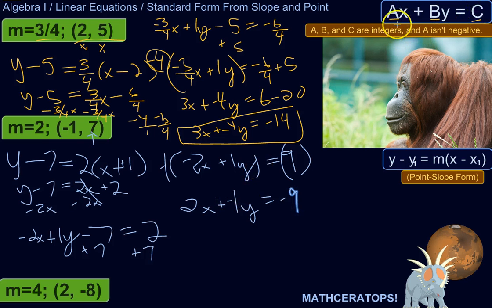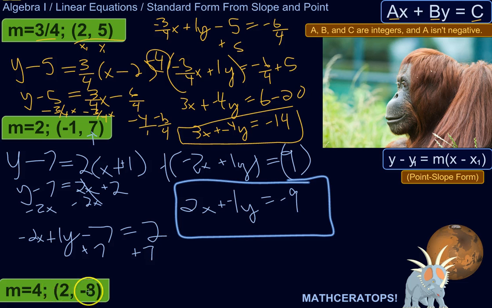So let's take a step back. Is this okay? So we've got something times x plus something times y equals something. These somethings are all integers, and a is not negative, so we are happy about that. That's standard form. All right, see if you can do this one. I would recommend converting it into point slope form first because it's kind of immediate to write that just given the slope and the point.